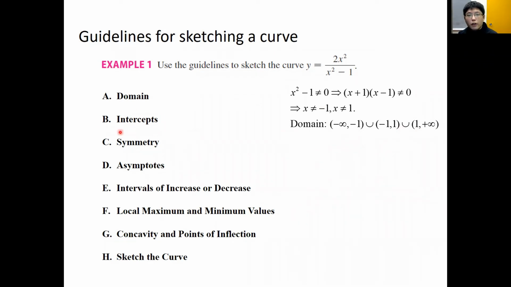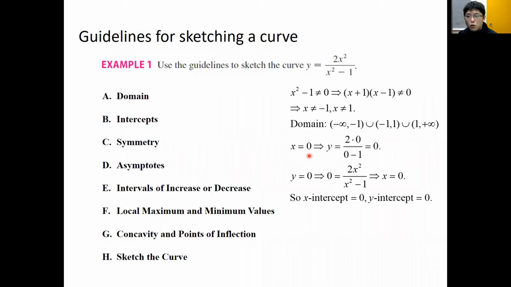Now let's decide the intercepts. We first set x equals 0 to obtain the y-intercept. So y equals 2 times 0 divided by 0 minus 1, which is simply 0. So 0 is the y-intercept. To decide the x-intercepts, we set y equals 0. This means the fraction has to equal 0. Solving this equation, we again get x equals 0. So the x-intercept and y-intercept are both 0. Right, so this is step B.